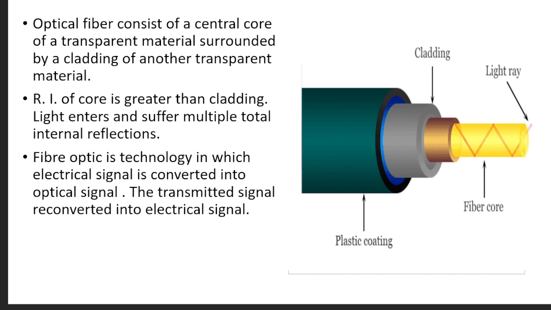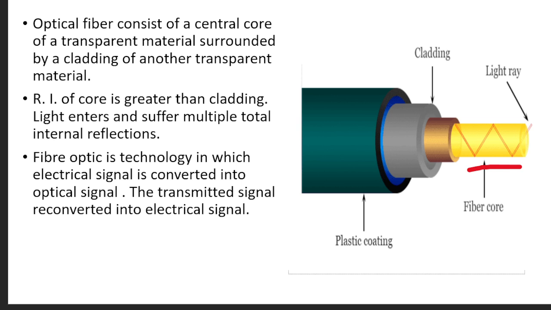The optical fiber consists of three parts: core, cladding and the outer coating, which is known as sheath. The central part is known as the fiber core, which is made up of a transparent material which is fragile in nature, so that's why it is surrounded by the cladding material, which is also made up of another transparent material.